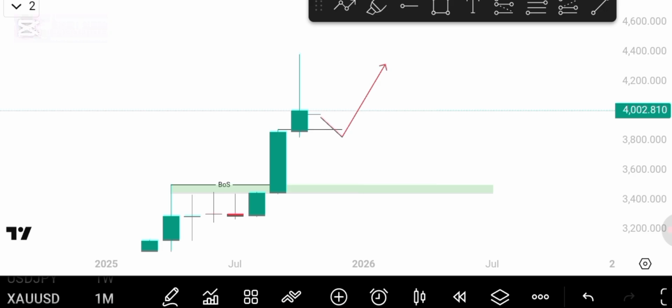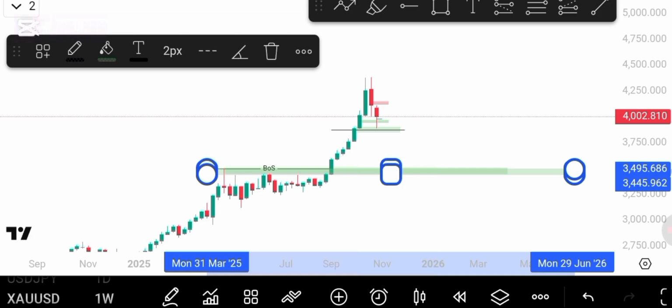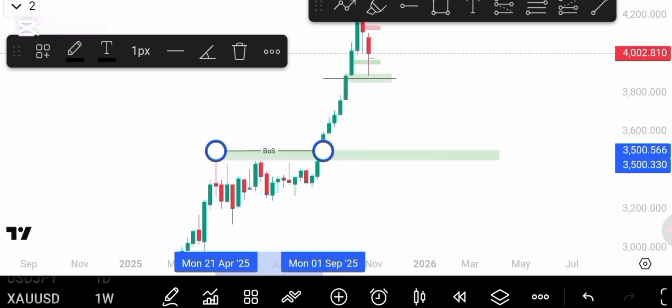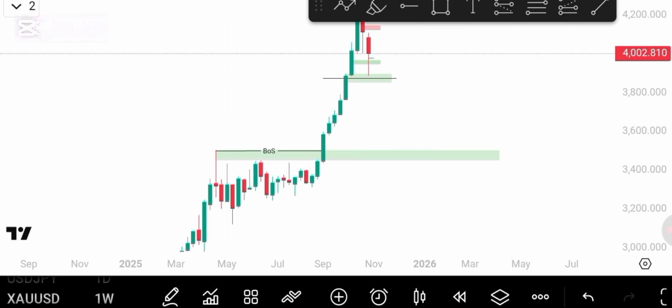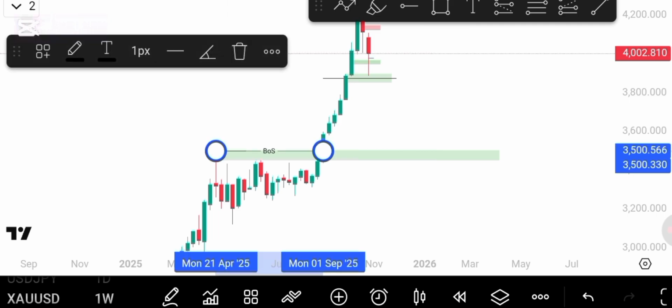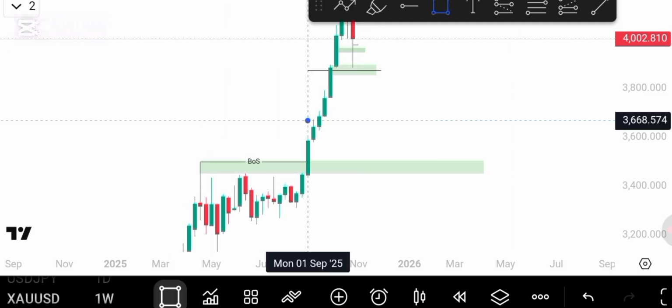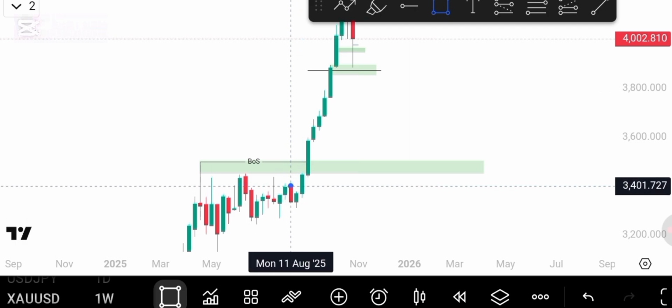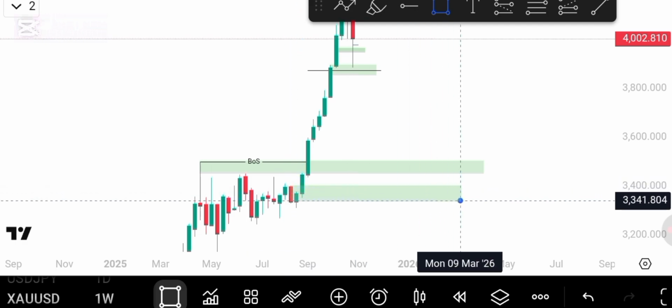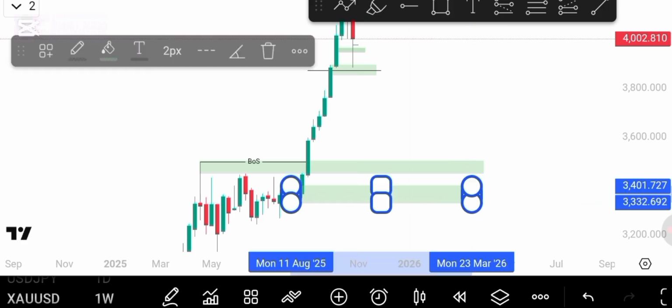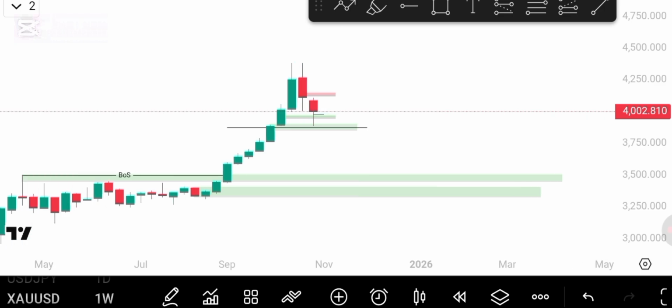If it breaks below the previous month high, then on the retest it can test the key buying zone that we are waiting for. If we switch to the weekly time frame, here we have the zone that is actually the monthly time frame buying zone and aligned with the weekly time frame. On the weekly time frame, here is a pending order block that is a key buying zone.